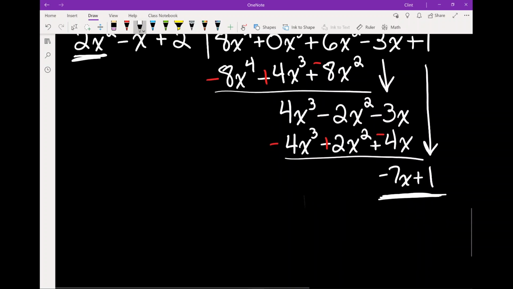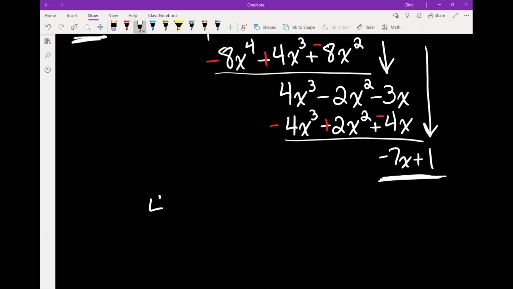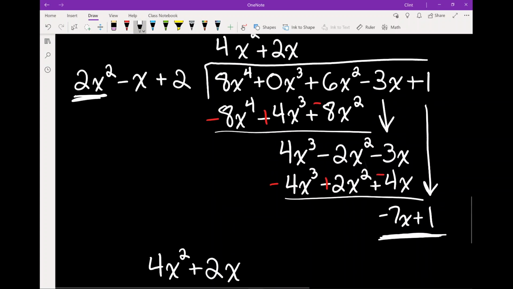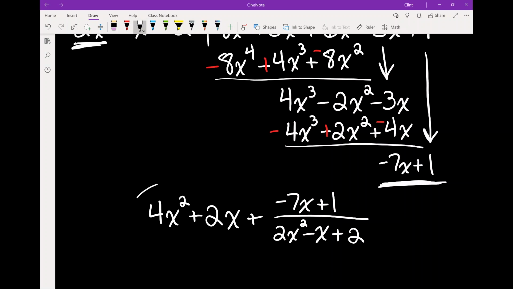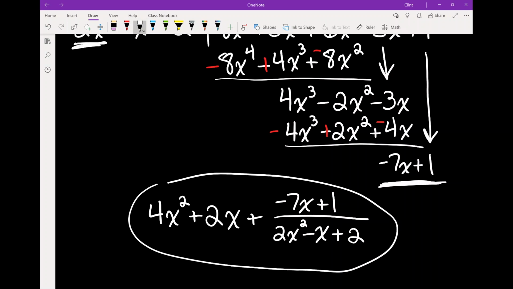So our final answer here is going to be 4x squared plus 2x, and then plus our remainder, which is negative 7x plus 1, over our divisor. It's a little long this time, but it's 2x squared minus x plus 2. And we're finished with this one.